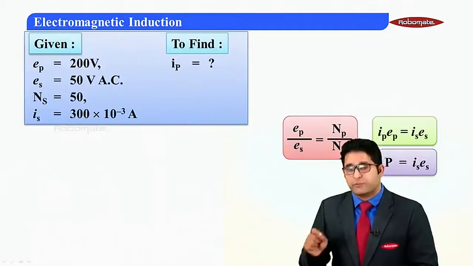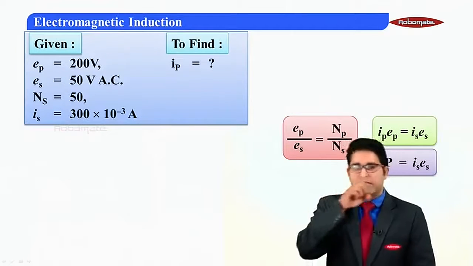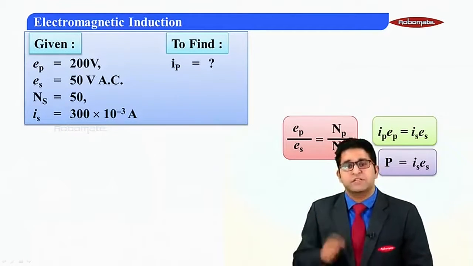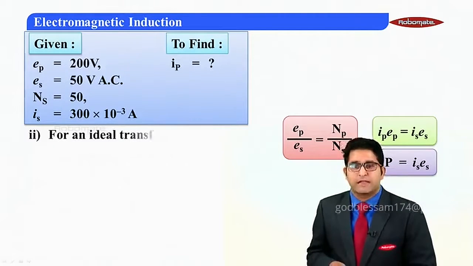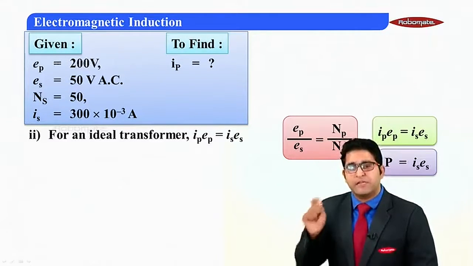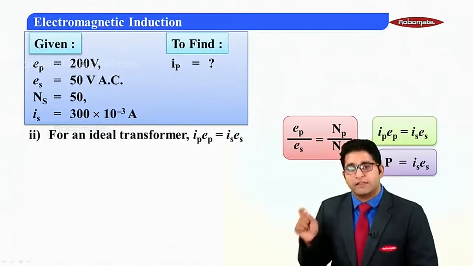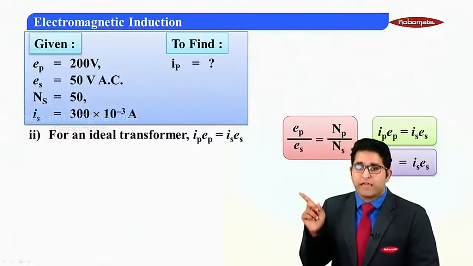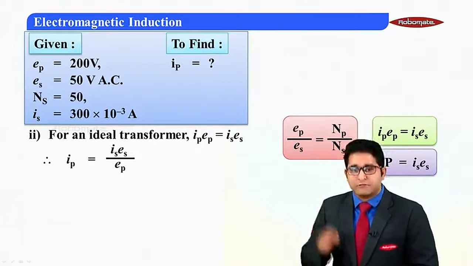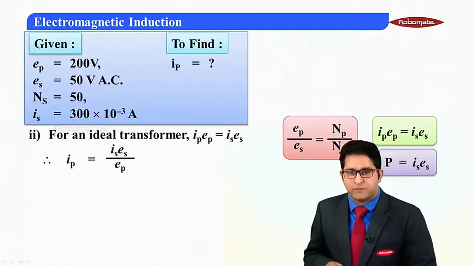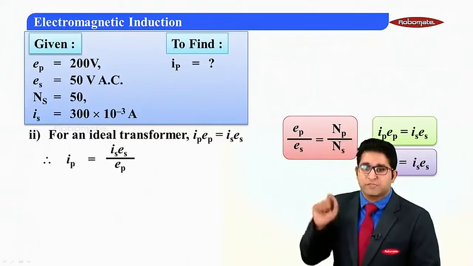Let us calculate IP in this situation. Now students, for this I'll be using the second relation, and that is nothing but the relation for an ideal transformer. So for an ideal transformer I can write the relation as IP into EP is equal to IS into ES. I want to find IP, so I'll transfer EP to the right hand side. So what will I get? I'll get IP is equal to IS ES upon EP, right? Now I know the values, so I'll be substituting the values.